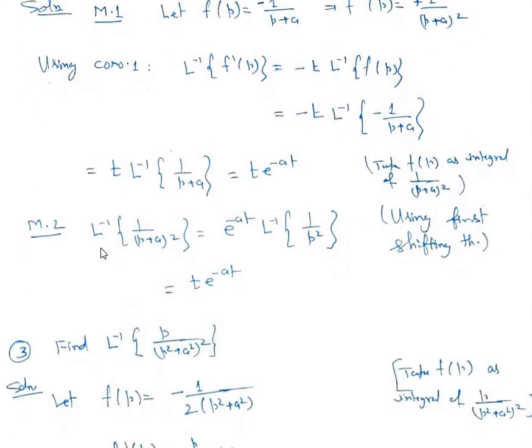The second method: L inverse of 1/(p+a)^2 is e^(-at) L inverse of 1/p^2, which is obtained by using the first shifting theorem, and which is t e^(-at).